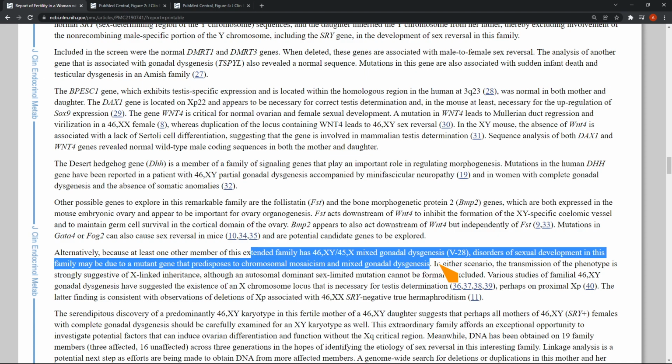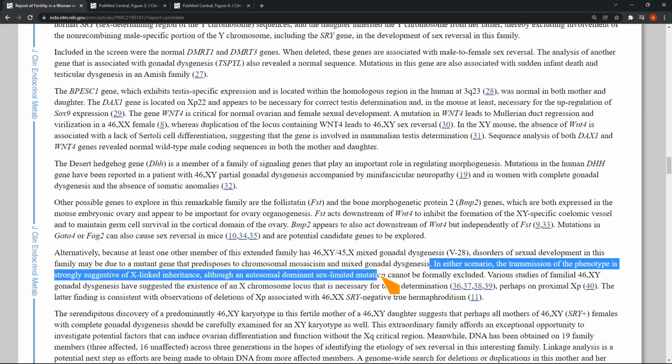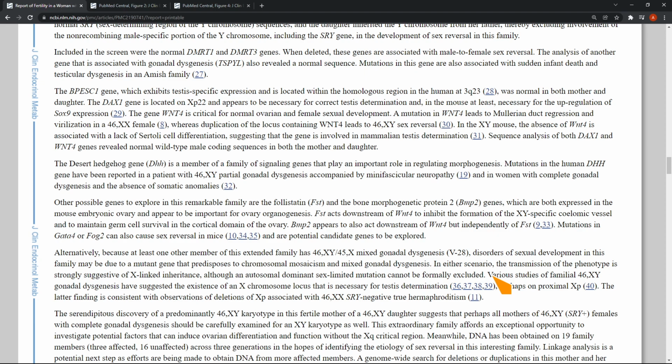two different and slightly different karyotypes that are present at the same time, but in different amounts, that may be the cause of the underdevelopment of their sexual organs, or the absence of development of sexual organs, as in the case of patient 1. So in either scenario, the transmission of the phenotype is strongly suggestive of X-linked inheritance. Again, although autosomal dominant sex-limited mutation can't be formally excluded. So they still aren't sure either way, but it appears that there's something on the X chromosome.